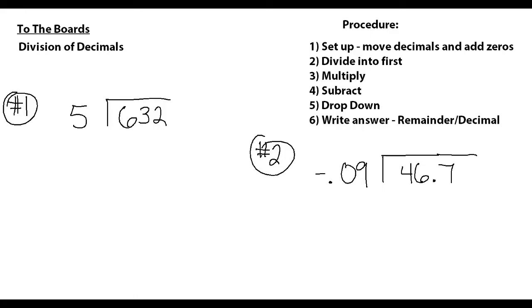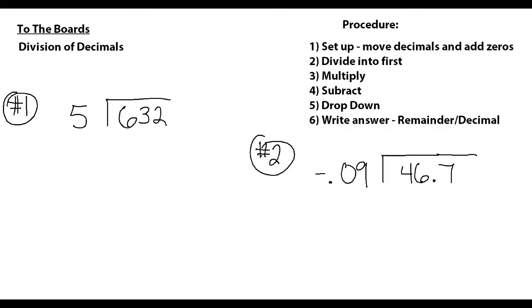In this video, we'll be discussing division of decimals. There is a 6-step procedure in doing division by decimals. The first thing you want to do is set up and move the decimals, then add zeros if needed, divide into the first number, then multiply, subtract, and drop down the next number, and then repeat. Lastly, you need to write the answer using a remainder or a decimal. Go ahead and pause the video now and try these two problems, dividing these numbers. When you're ready to check your answer, unpause the video and we'll do it together.